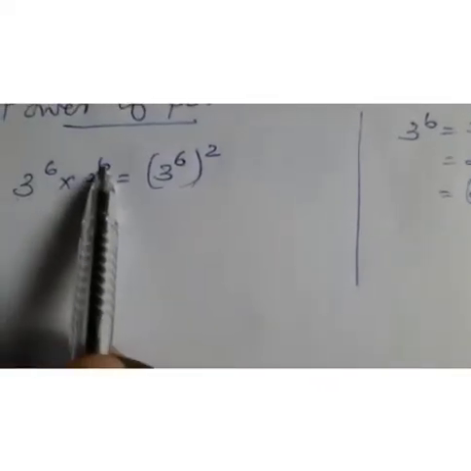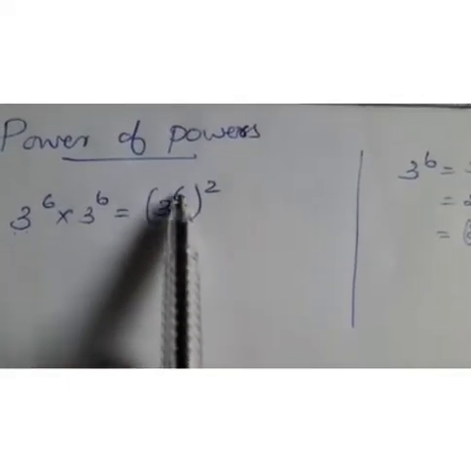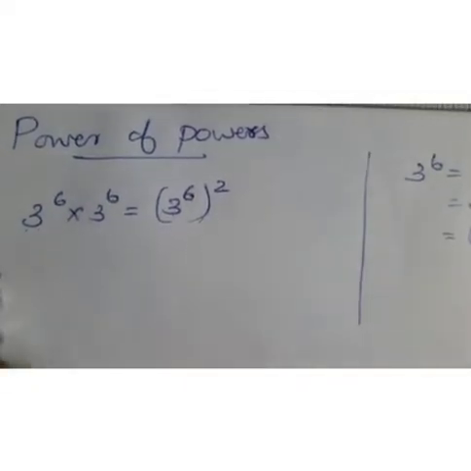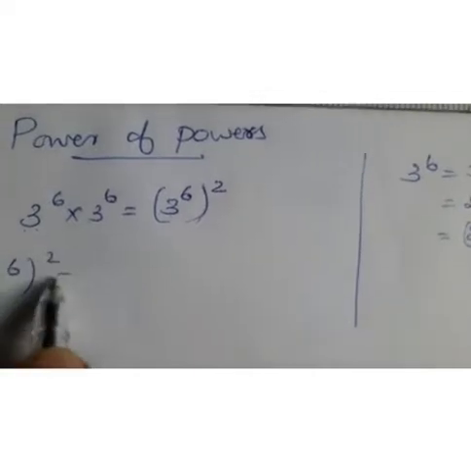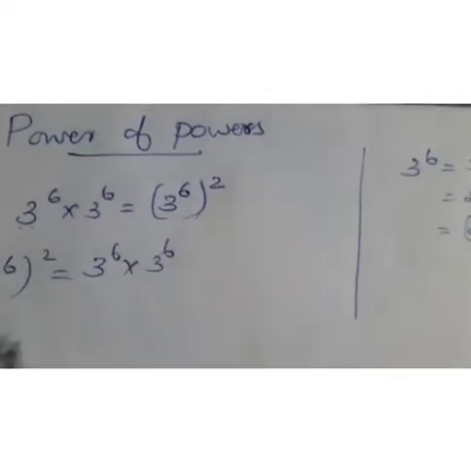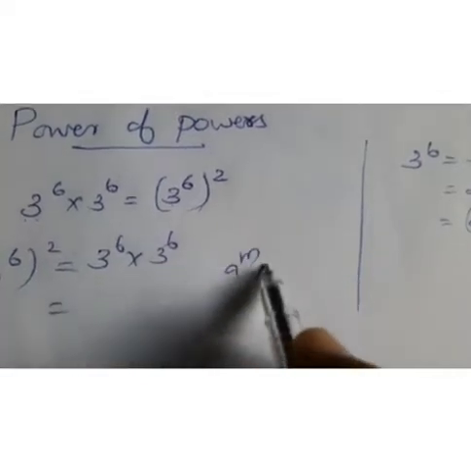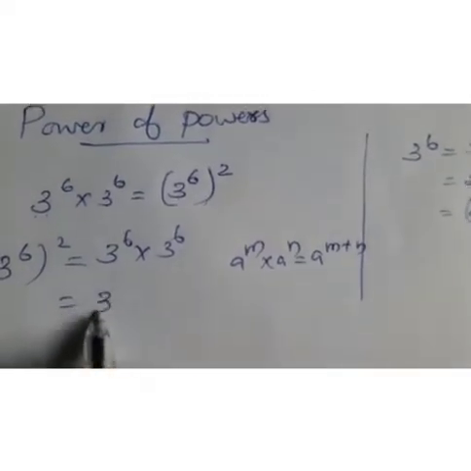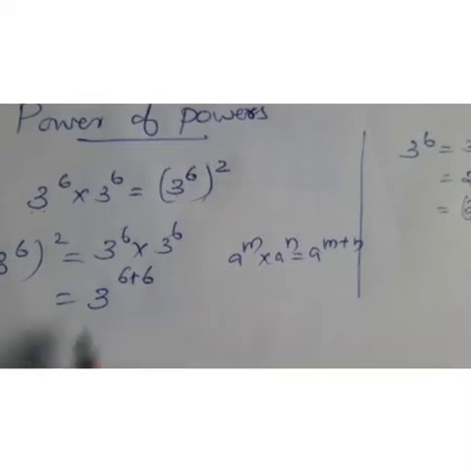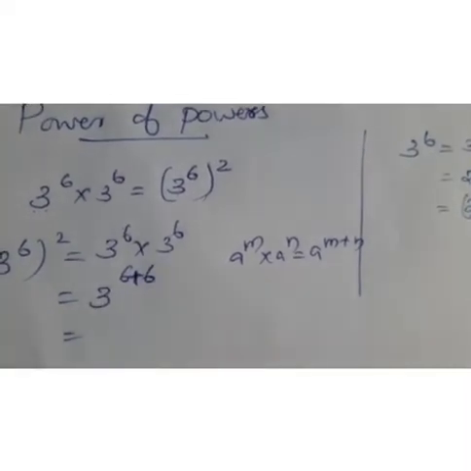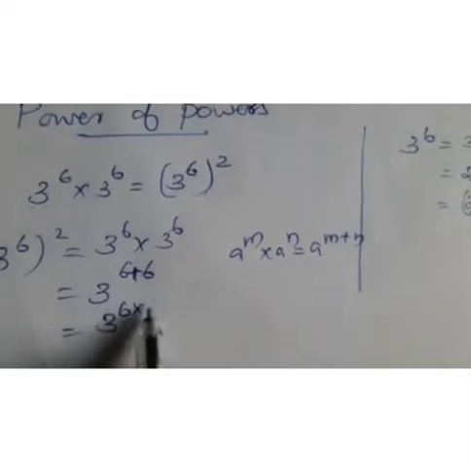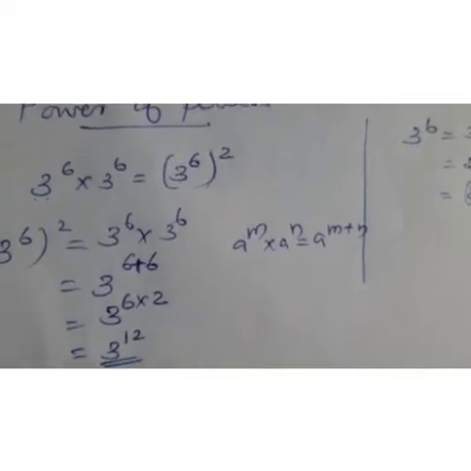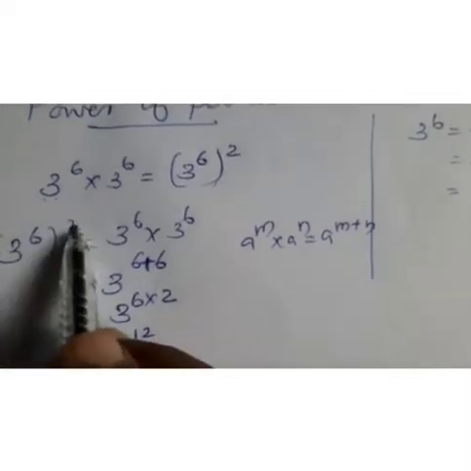3 raised to 6 into 3 raised to 6 we can write as power of powers. So 3 raised to 6 raised to 2. Then see this value: 3 raised to 6 whole raised to 2 is 3 raised to 6 into 3 raised to 6. What about this one? a raised to m into a raised to n is equal to a raised to m plus n. This is our equation. So use this one: 3 raised to 6 plus 6. This we can write as 3 raised to 6 into 2. So otherwise we can write 3 raised to 12. So 3 raised to 12 we can write as 3 raised to 6 raised to 2.